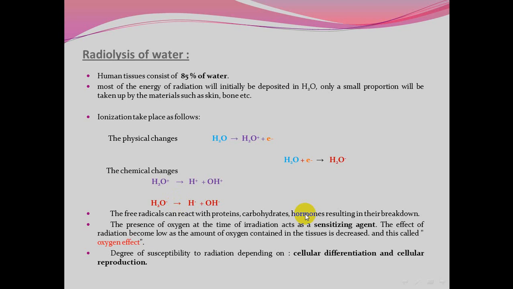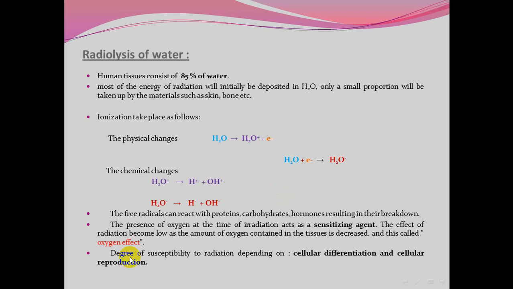There is what we call the oxygen effect. That means when there is a high percent of oxygen inside the tissue, this high percent of oxygen will increase the effect of the free radicals. The degree of susceptibility of living tissue to radiation depends on the degree of cellular differentiation and cellular reproduction.